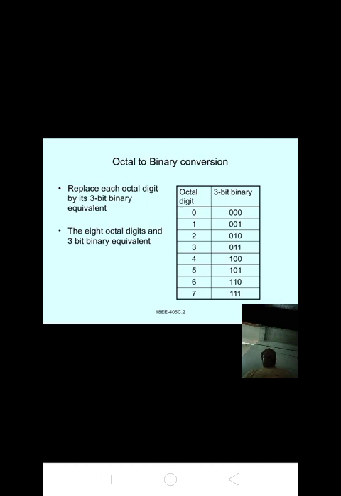For 0, it is 000. For 1, 001. For 2, 010. For 3, 011. For 4, 100. For 5, 101. For 6, 110. For 7, 111. So simple. You must memorize this table for doing the problems.